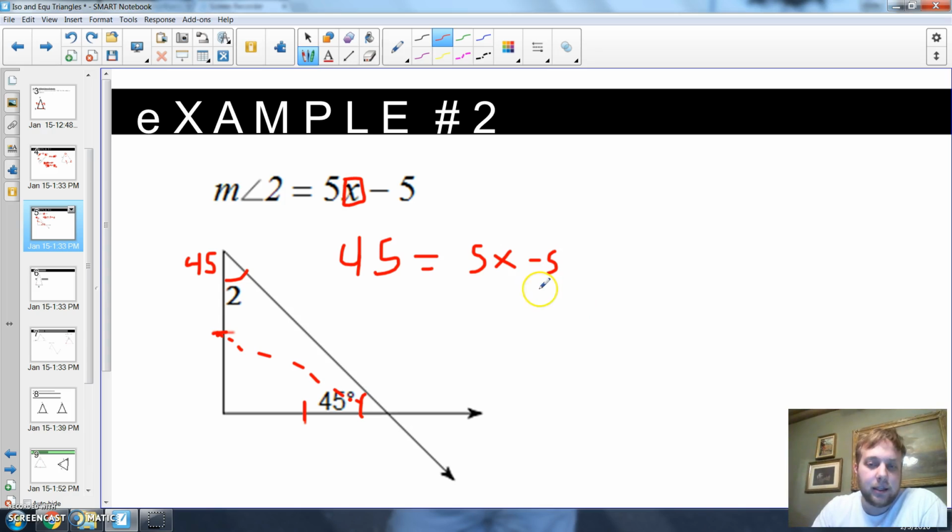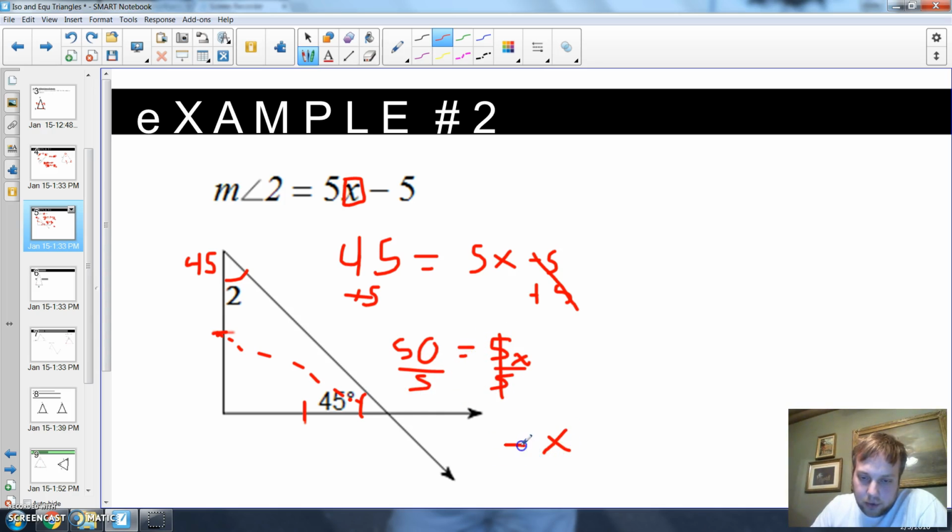Plus 5, plus 5. We are kicking it now. Now it's 50 equals 5x. Divide by 5, divide by 5. And I know x equals 10.